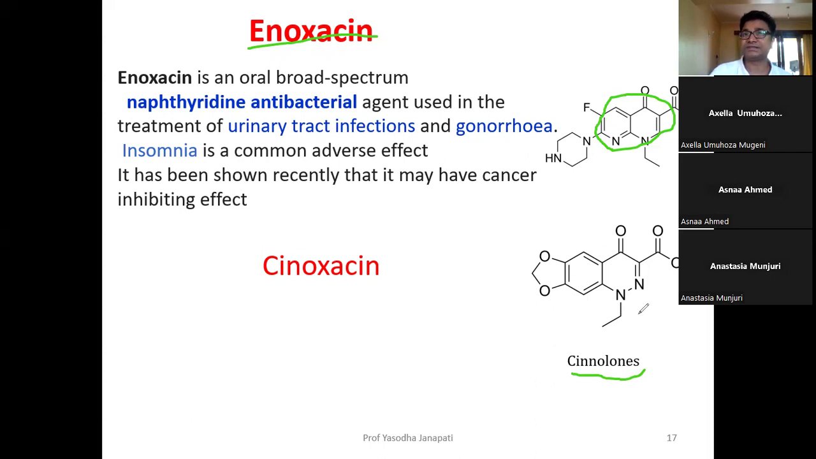Bioisosteres means drugs or functional groups which are similar in nature will also produce similar biological activity. Those are called bioisosteres. So these three rings are bioisosteres: quinolones, 4-quinolones, naphthyridine. We are discussing 4-quinolones, not second ones or anything else. These are the drugs.